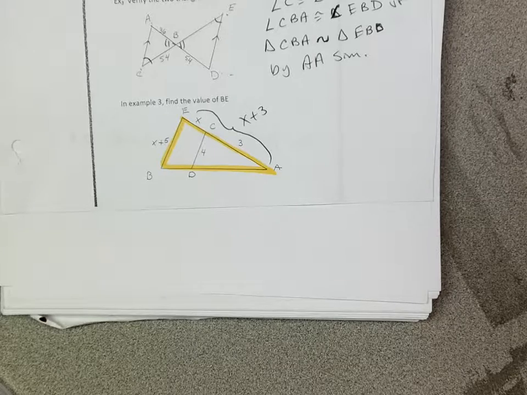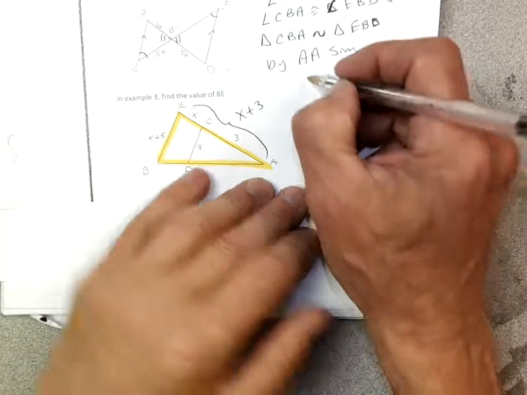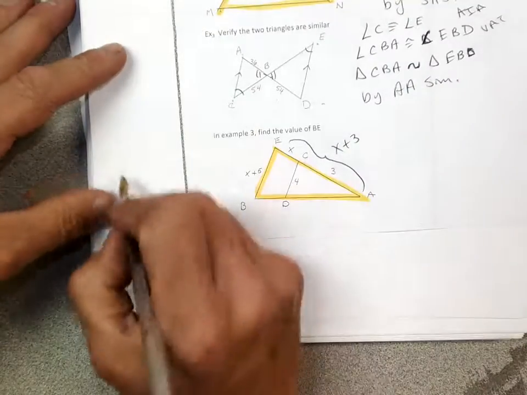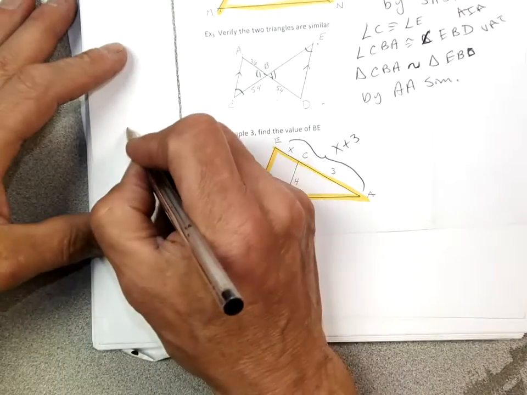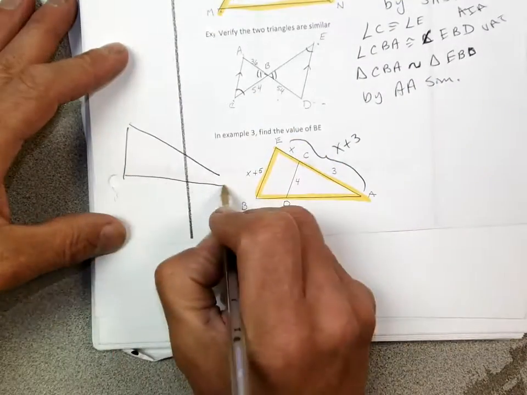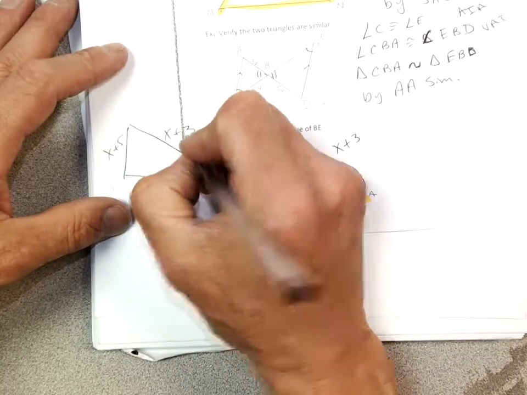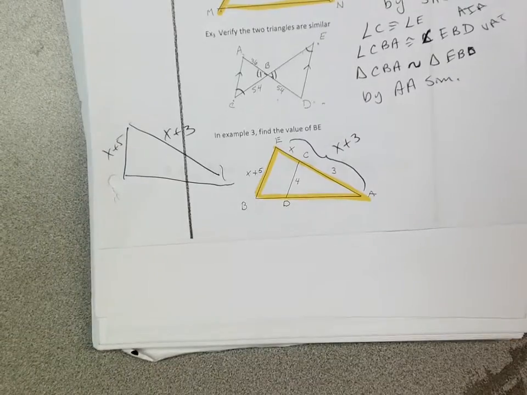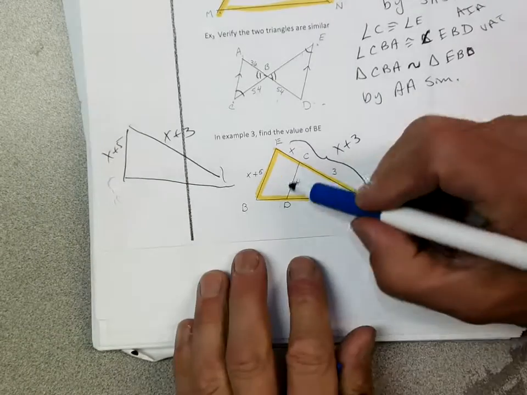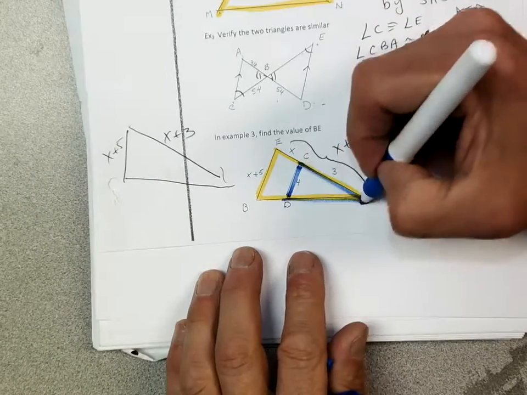If I redraw the big triangle, it's really easy to see, okay? So I'm going to redraw the big triangle on the side. Here's my little triangle. Here's my big triangle. Okay, here's my big one. If I go x plus 5 and x plus 3, right? And let me just concentrate on the little triangle. The little triangle is this one here, right?